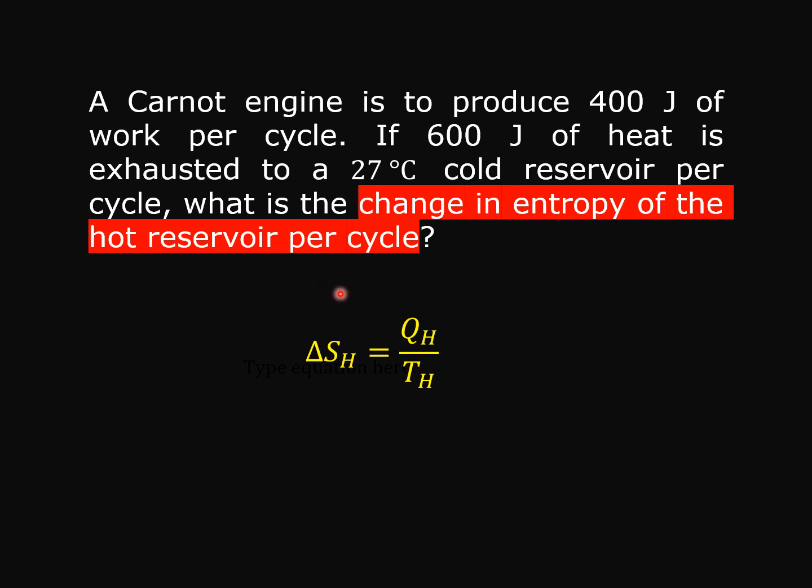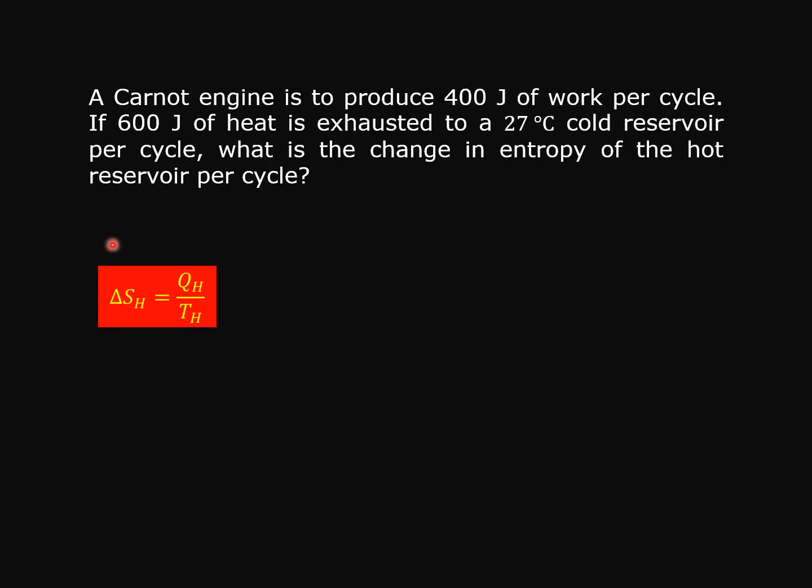The hot reservoir will provide the heat to the substance in the engine. So the quantity of heat released by the hot reservoir is denoted as the QH. The entropy change of the hot reservoir, delta S, will be equal to the QH divided by the temperature of the hot reservoir. The subscript H refers to the hot reservoir. Now we start to calculate the entropy change for the hot reservoir, which is equal to QH over TH.